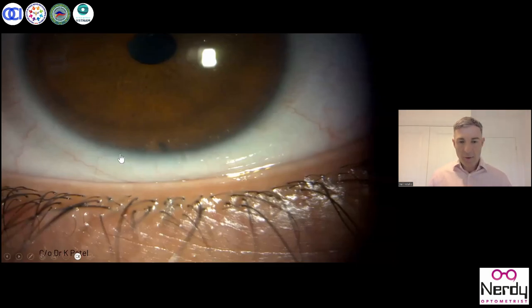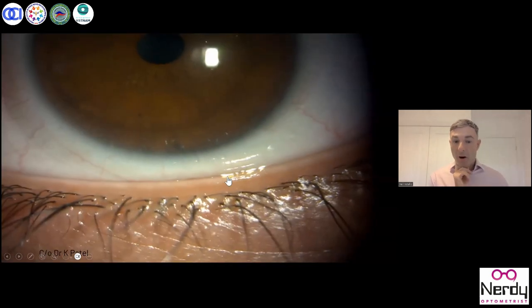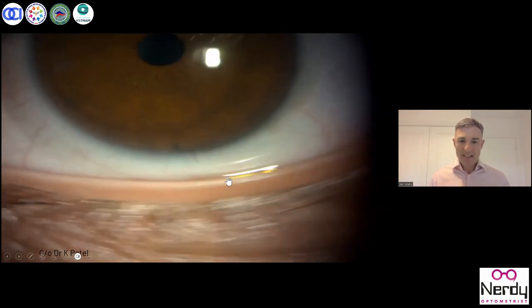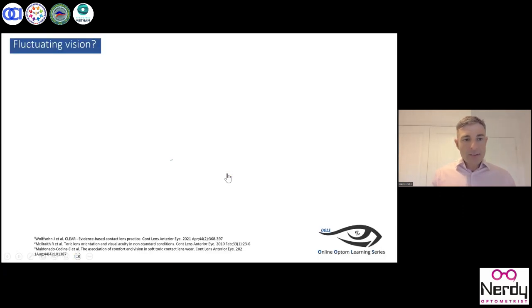Of course, when we're looking at the marker, and this video is courtesy of Kia, you need to understand that the lenses you're fitting may each have slightly different markers. We need to think about a few aspects here. In terms of what we want to assess, we want to assess where the marker is orientated and how stable it is on blink. How much is it rotating?